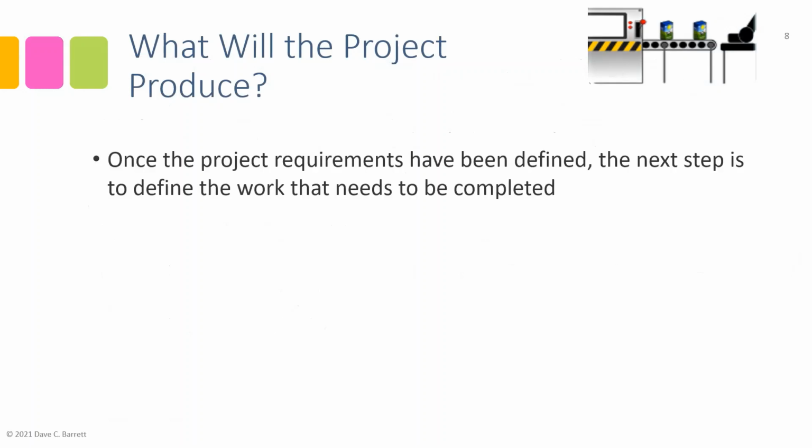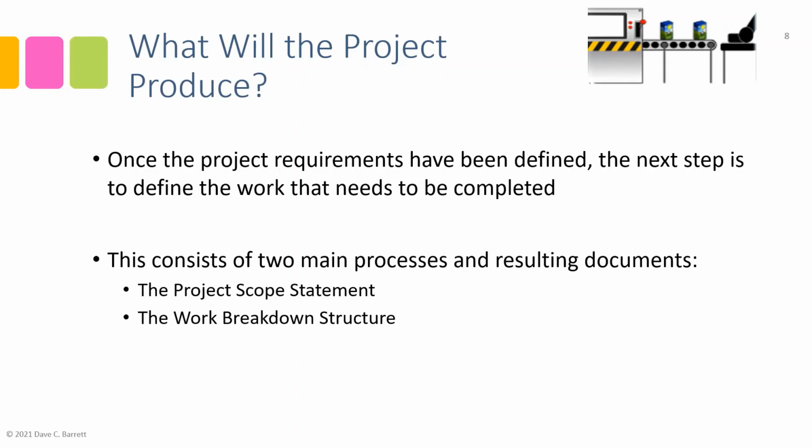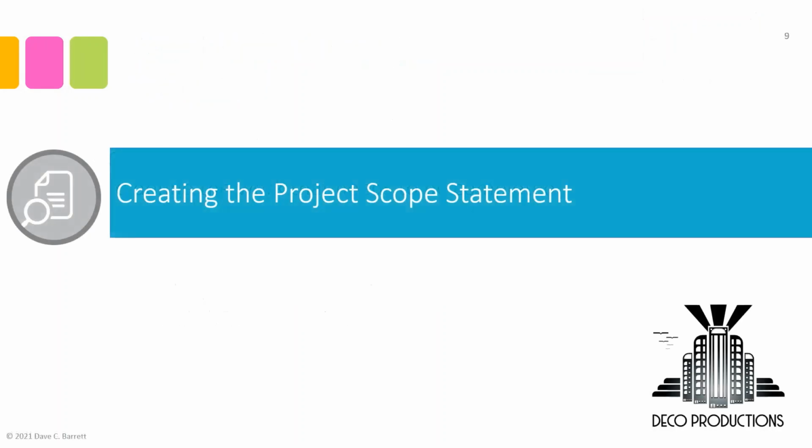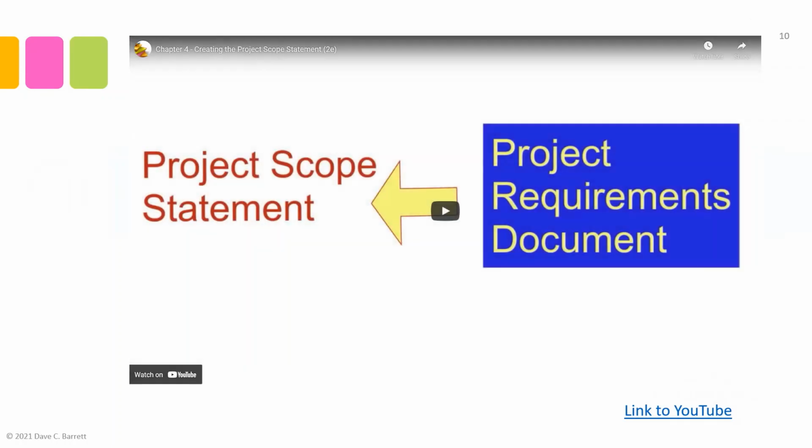So now we shift gears into, now what will the project produce? Based on those requirements, what will be defined? What work needs to be completed by the project? This consists of two main processes and resulting documents: the project scope statement and the work breakdown structure. And we're going to cover these two processes and documents in detail now for the rest of this video. So again, let's go back to our case study video, and we'll see the next step in terms of creating the project scope statement. So let's watch this together.